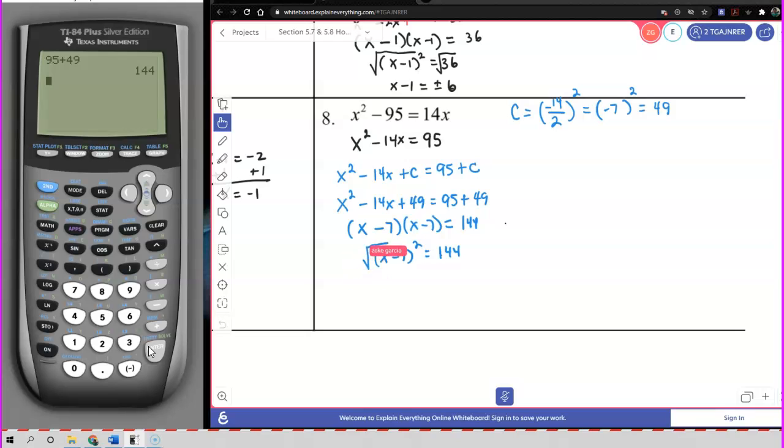You're going to get the square root of the left side, the square root of the right side. So you have x minus 7 is equal to 12, actually plus or minus 12. So your two possibilities are x minus 7 is equal to 12, or x minus 7 is equal to negative 12. You add 7 to both sides. That's going to give you 19. You're going to add 7 to both sides, and you're going to get negative 5.